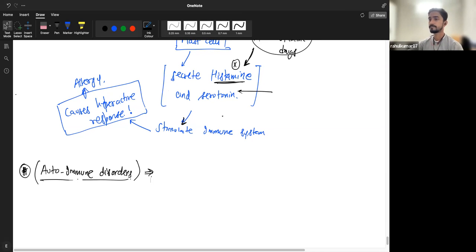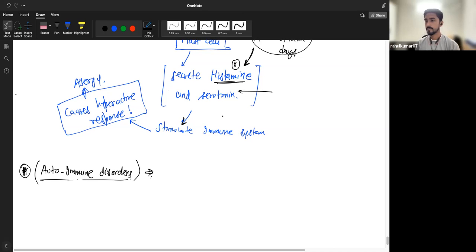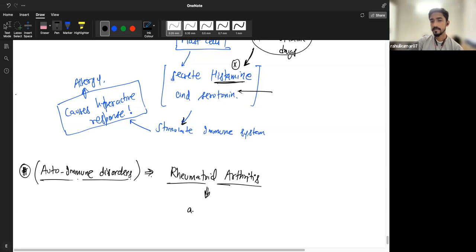Is it clear, everyone? Yes, sir. Okay. Now, one example, write down, is rheumatoid arthritis. What do we mean by itis? Itis is inflammation: hepatitis, arthritis, conjunctivitis, any itis is inflammation.